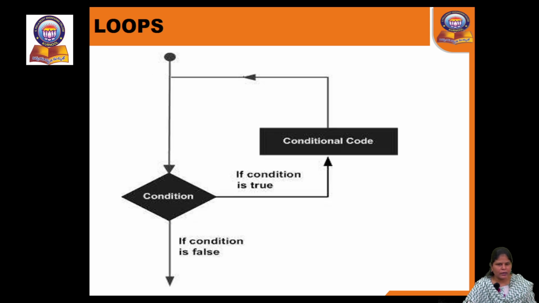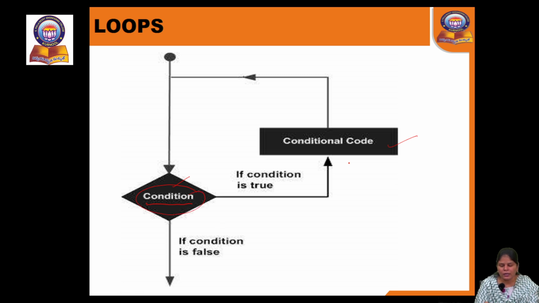The following diagram will illustrate how the loop will be executed. For example, if I take some condition here, based upon this condition, the set of statements will be executed. These statements will be executed as long as this condition is true. If it is false, these statements will not be executed, and we will come out of the loop.